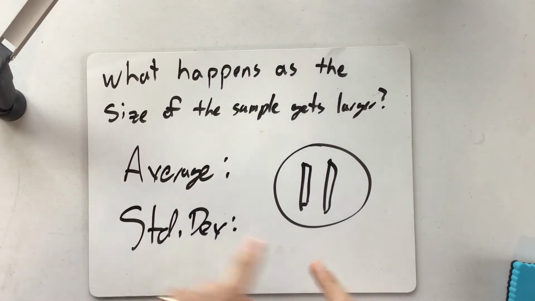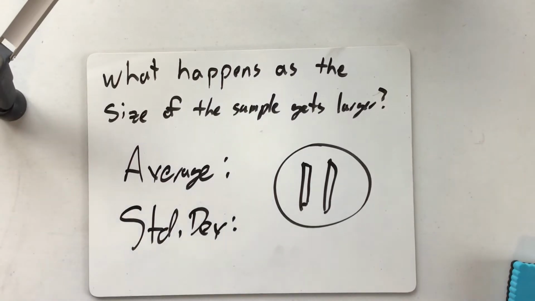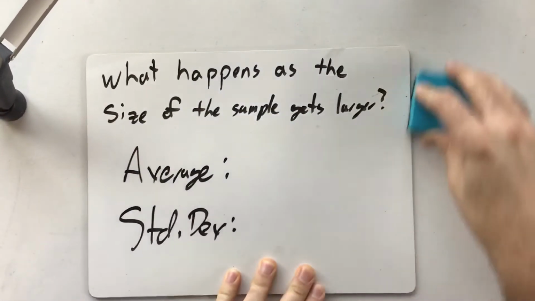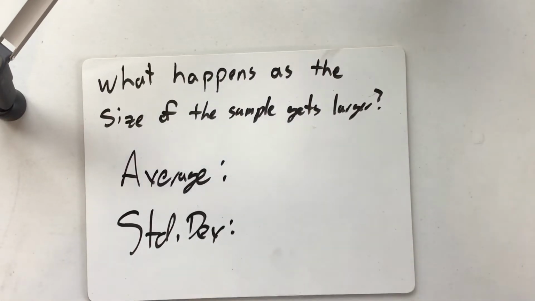So pause, ask yourself, what's going to happen to the average, what's going to happen to the standard deviation, and then we'll talk about it. So pause. All right, hopefully you actually did that. If you didn't, then that was probably a little bit of an awkward interlude. At any rate, what happens as the size of the sample gets larger?